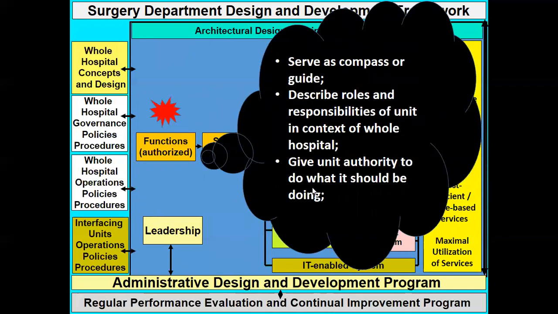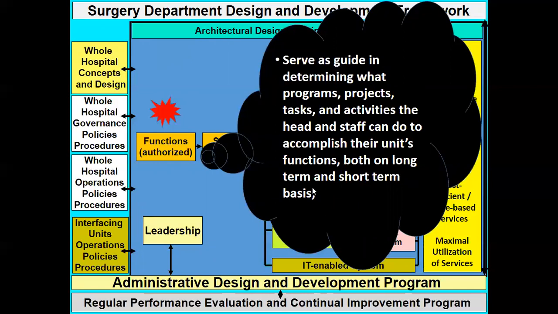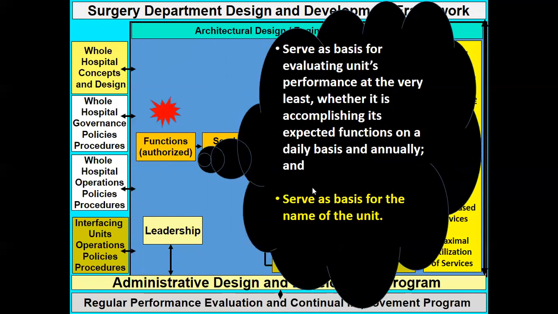The authorized functions serve as a compass or guide, describe roles and responsibilities of the department in the context of the whole hospital, give it authority to do what it should be doing, serve as a guide in determining what are needed in the unit to function properly and adequately, such as in terms of structure, staffing, policies and procedures, programs, and resources. Serve as guide in determining what programs, projects, tasks, and activities the head and staff can do to accomplish their unit's functions, both on long-term and short-term basis. Serve as basis for evaluating unit's performance at the very least, whether it is accomplishing its expected functions on a daily basis and annually, and serve as a basis for the name of the unit.